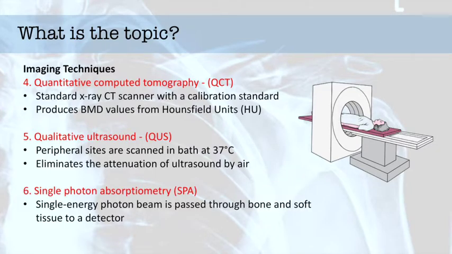In single photon absorptiometry, a single energy photon beam is passed through bone and soft tissue to a detector. This quantifies the amount of mineral in its path. This enables differential estimation of the rates of loss from trabecular and cortical bone, which is indicative of bone mineral density.